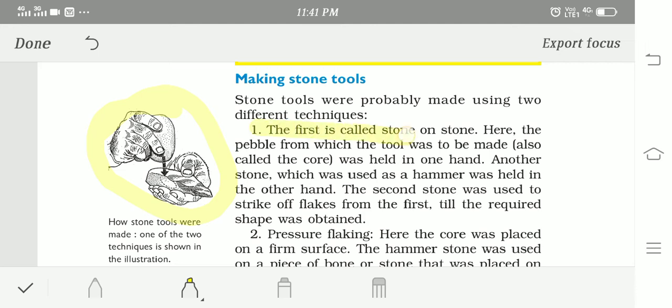Number one is stone on stone, which is just displayed in this picture. Stone on stone means that one stone is on the floor and the other stone is used to flake it, means to crack it and give that particular design which the people want. So here the pebble, means small stone, from which the tool was to be made, also called the core, is held in one hand, and another stone, used as a hammer, is held in the other hand. The second stone was used to strike off flakes from the first till the required shape was obtained.